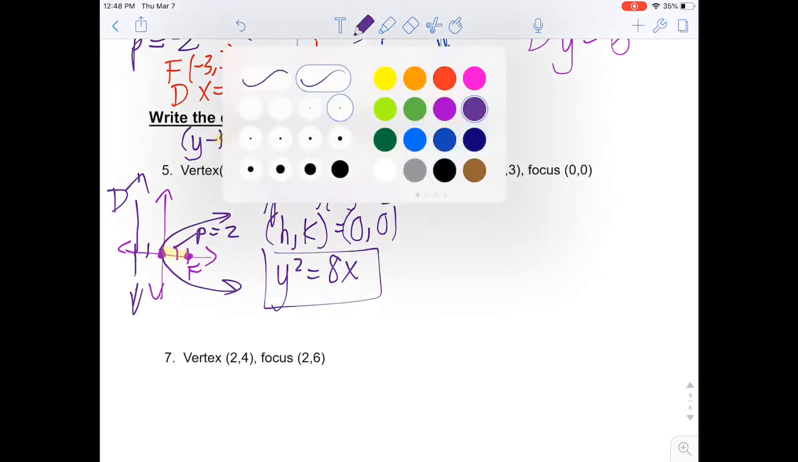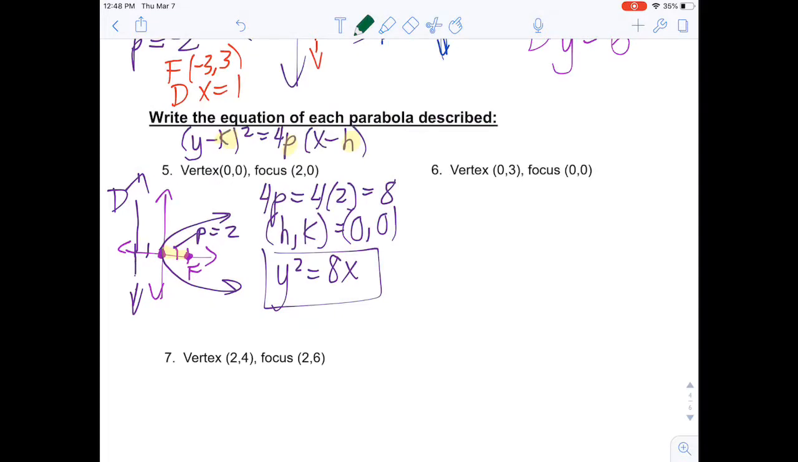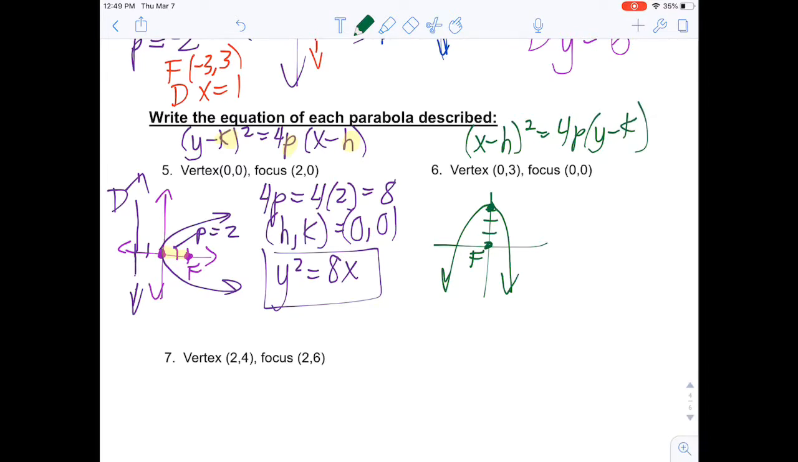Okay, so next one, again, definitely make a sketch. Vertex is now 0, 3. 1, 2, 3, draw on your vertex. Focus is 0, 0. There's my focus. So that tells me I'm going downwards. So this is going to be x minus h squared equals 4p times y minus k. This is our h, k that we could sub in right there. The p is going to be 3. Right here, there's p. We can go up 1, 2, 3. There's my directrix right there.